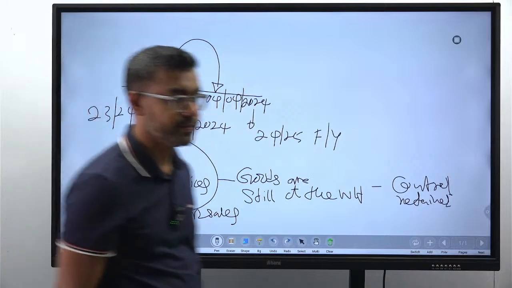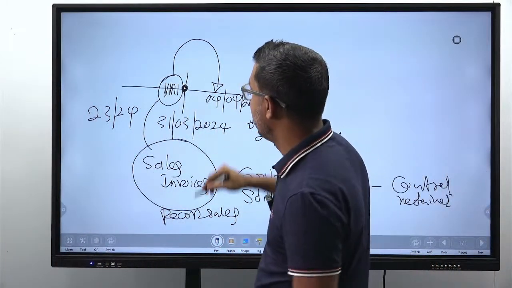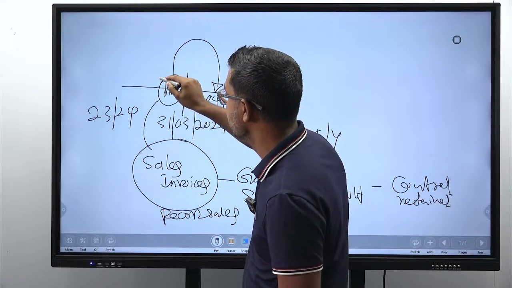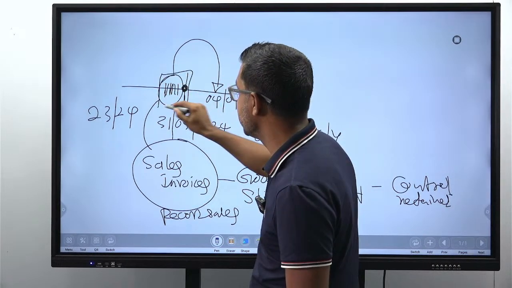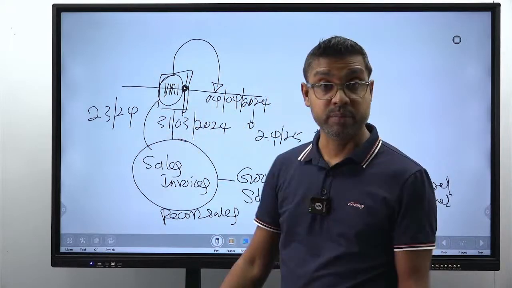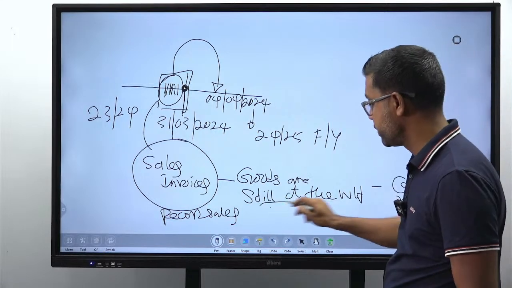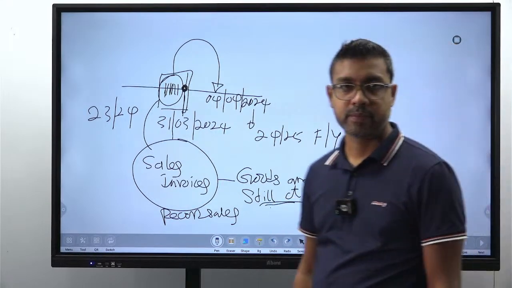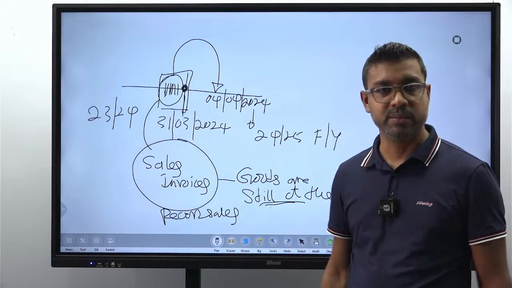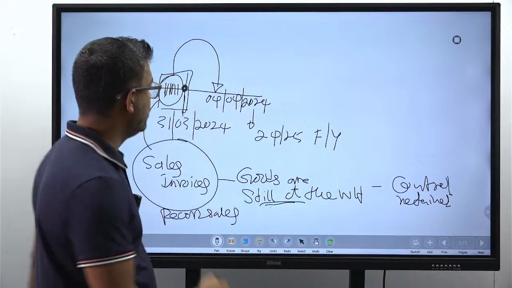That's cutoff. How do you audit cutoff? Normally you take all invoices raised close to the year end, maybe from 25th March to 31st March, and see when you have delivered goods to your customer. If still goods are not delivered to the customer, non-compliance is cutoff.